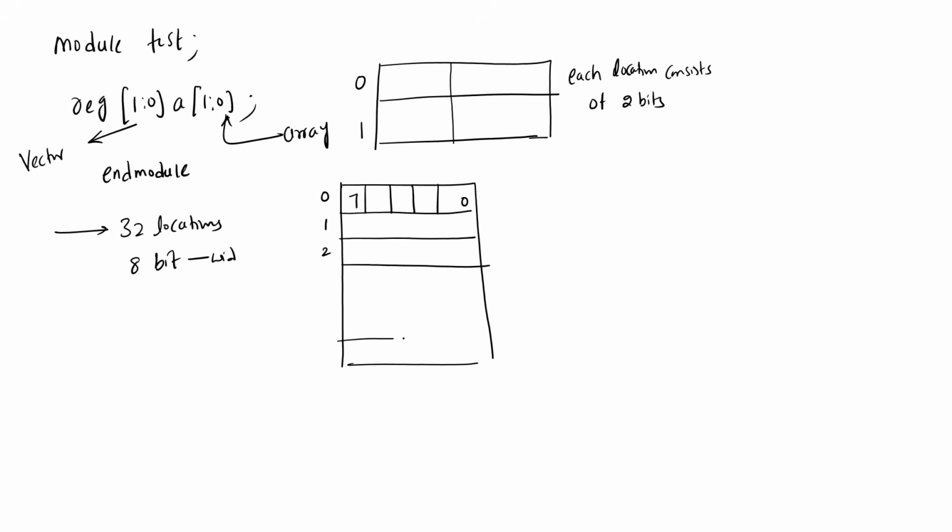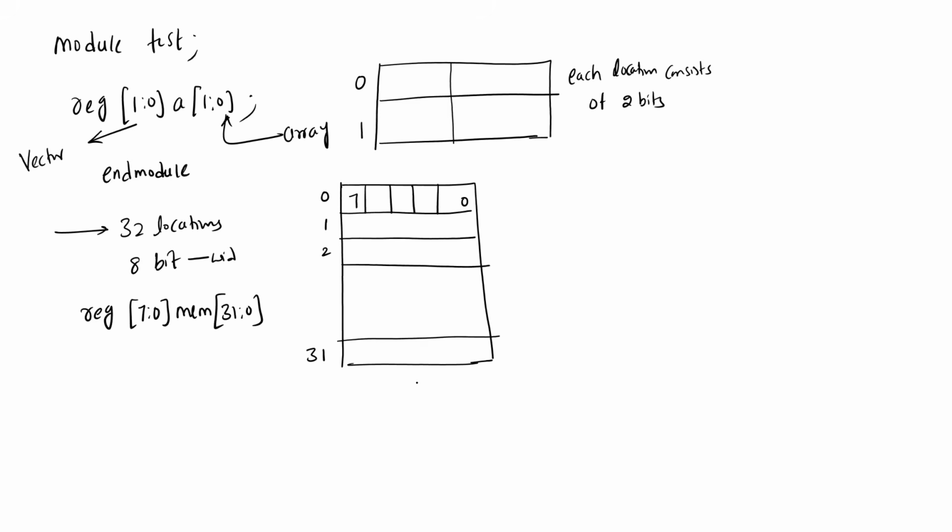And like this, how many locations are there? 32. 0 to 31, no? So how to declare? Tell me. The vector will be 8 bit, so reg, vector 7 down to 0, then the variable, mem of 31 down to 0, like this.